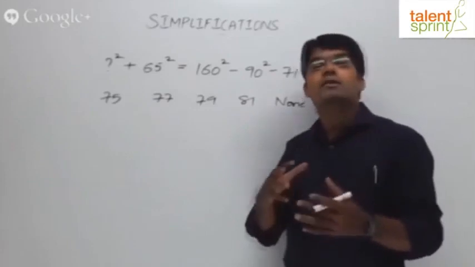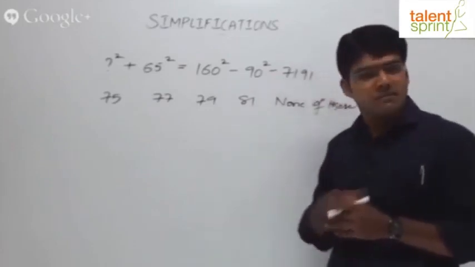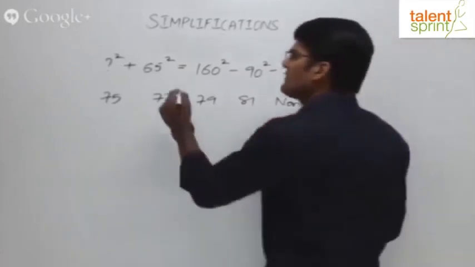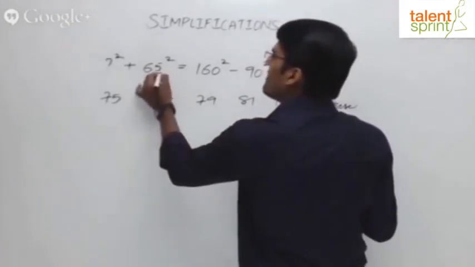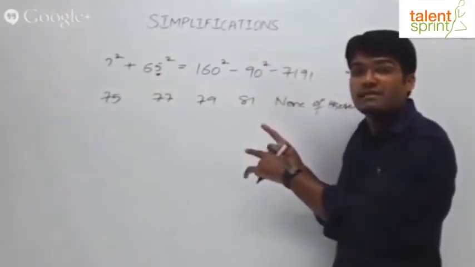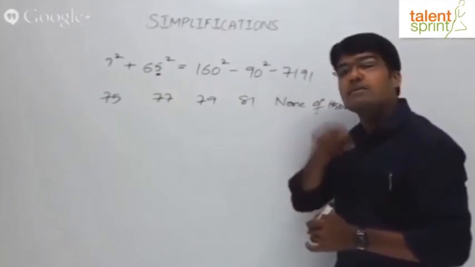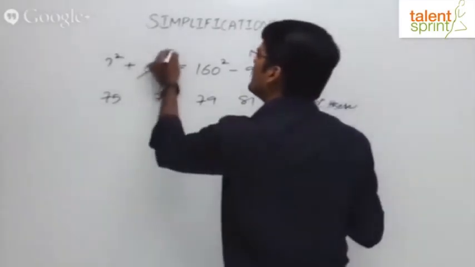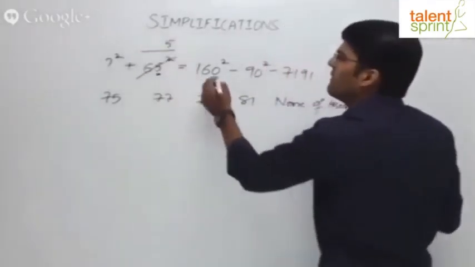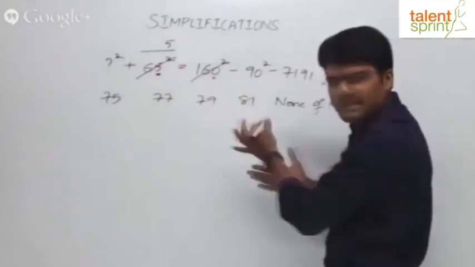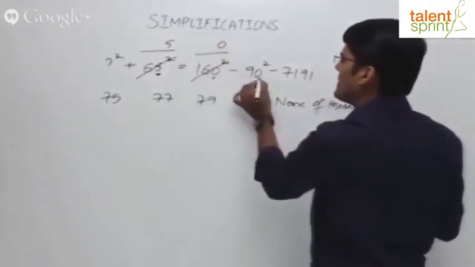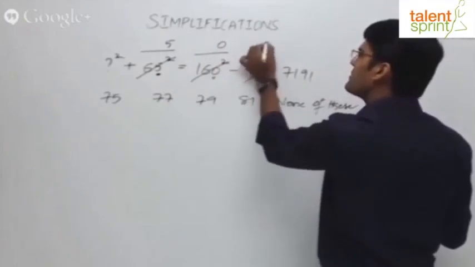So depending on the option, you have to select the method, right? Now, 5 square: when a number ends in 5, you very well know this from the speed maths video, its square always ends in 5. So I know that this number is going to end in 5. When a number ends in 0, its square always ends in 0. So this number is going to end in 0, and this is going to end in 0.